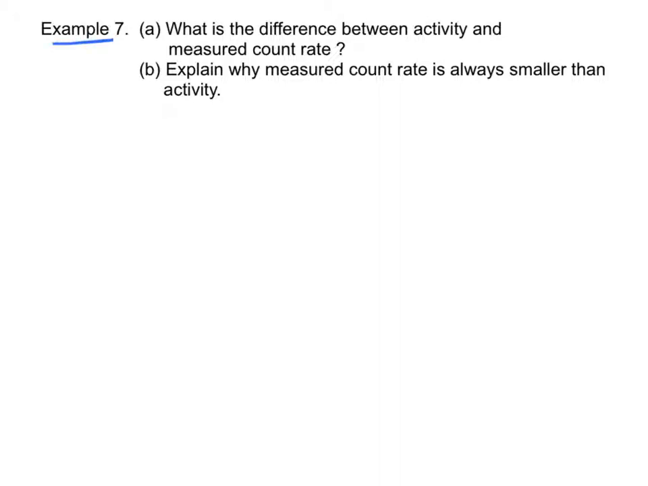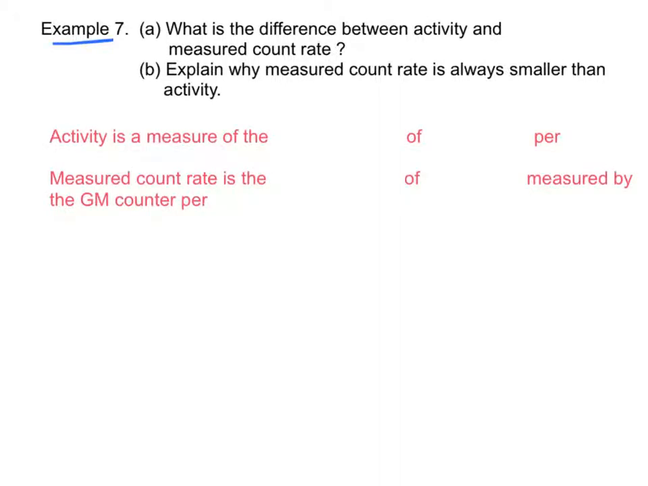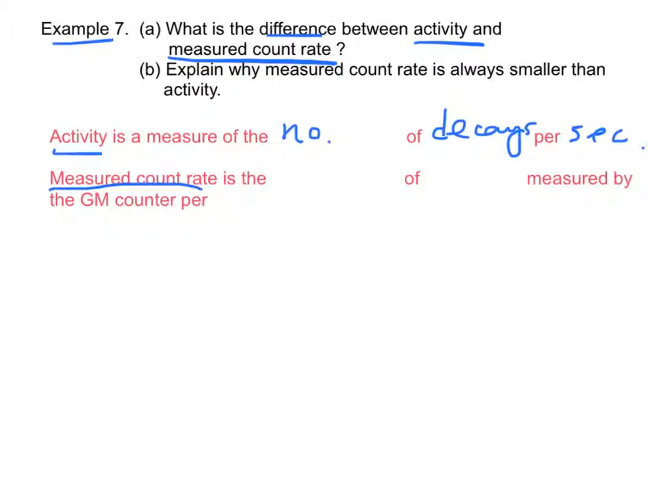Example 7. What is the difference between activity and measured count rate? In fact, activity is a measure of the number of decays per second. However, measured count rate is the number of radiations measured by the GM counter per second.